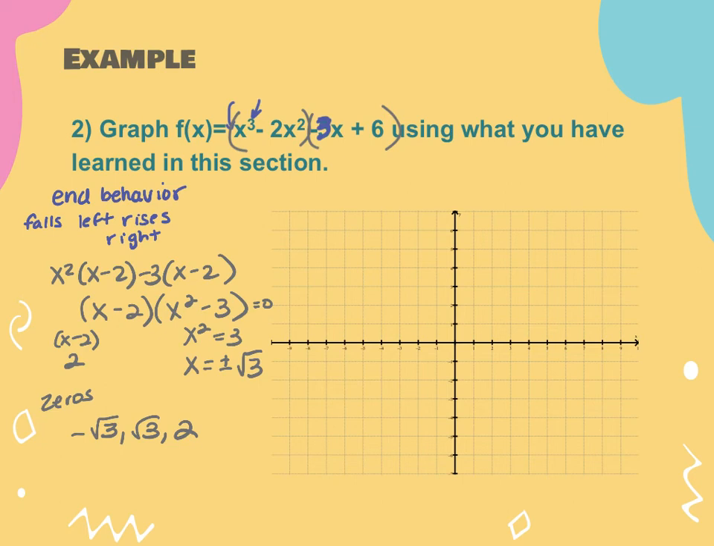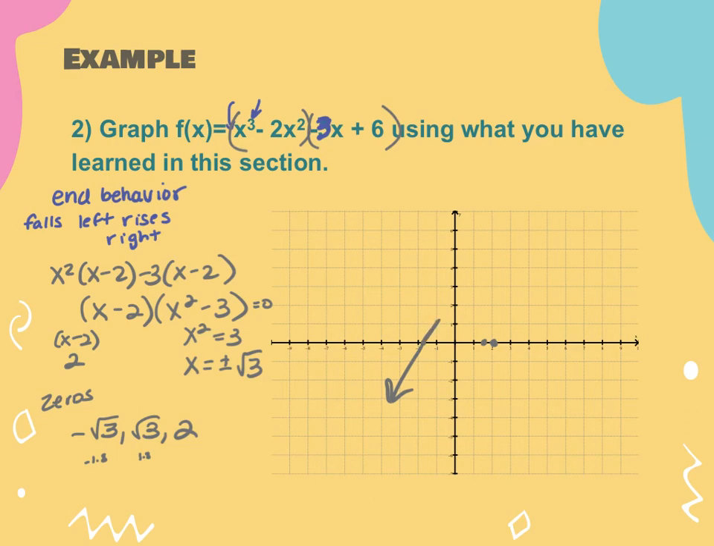So I want to plot those points. Root 3 is pretty close to root 4, so we're going to say maybe this is like a negative 1.8 and then a 1.8. I think it's 1.7 actually, but close enough. I'm going to go to that negative 1.8, which is like here. And I'm going to arrow down because I know it falls left and rises right. Then I'm going to go to my 1.8, which is here, and my 2. I know it's going to cross through each of those points, which means it's coming up here.